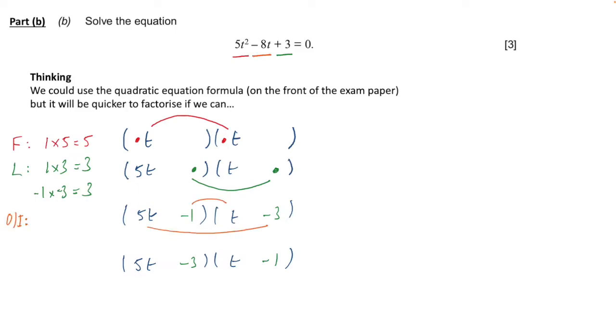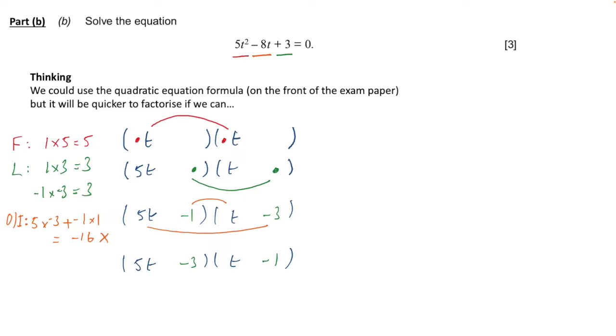So let's have a look at the first one. Well, we've got the outer and the inner multiplications to do. So we have 5t times minus 3, so that's 5 times minus 3. And we have minus 1 times 1 for the 1t, so that's minus 1 times 1. And that gives us 5 times minus 3 is minus 15. Minus 1 times 1 is minus 1, which gives us a total of minus 16, which would be the coefficient of our t term. And we need minus 8, so that's no good.